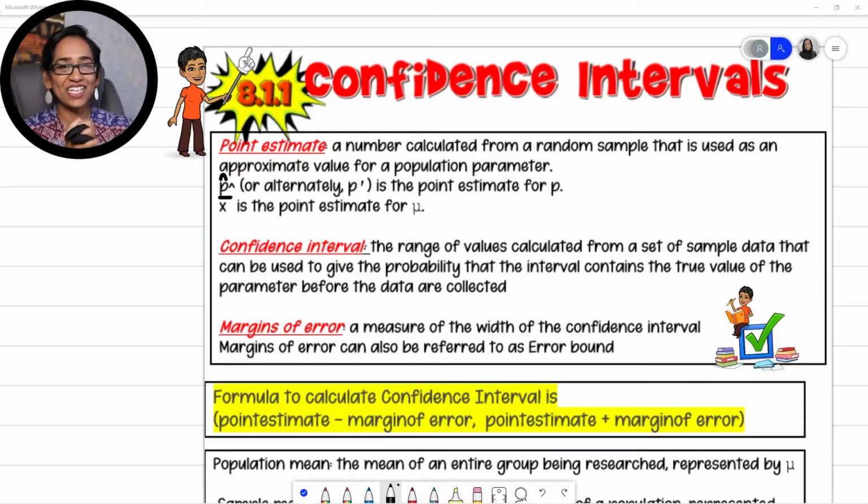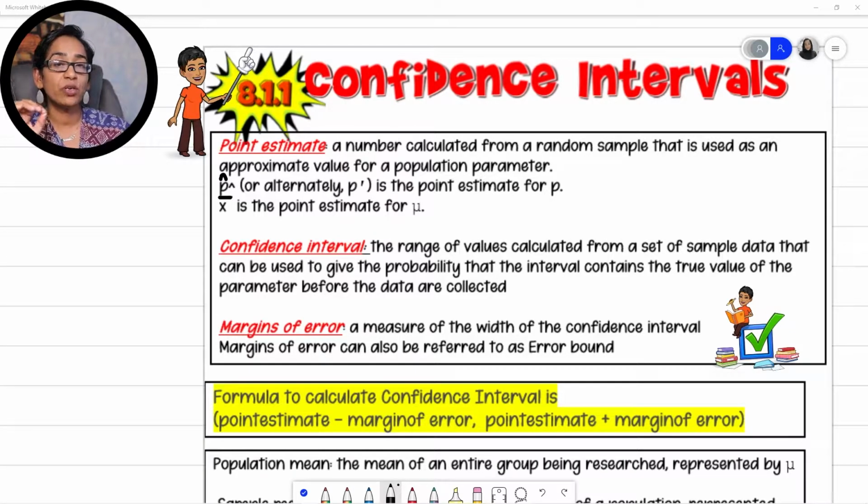Welcome back. Today's section is section 8.1.1, confidence intervals. So please, I highly request you all to pay complete attention, and have your pen and paper ready so that you can take notes. I will be posting this PDF under the video so you have a copy of this one.